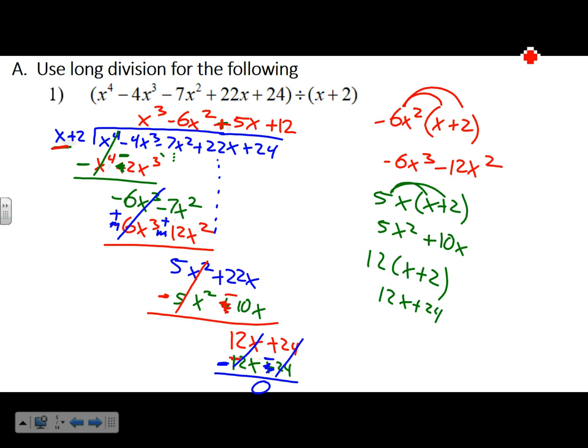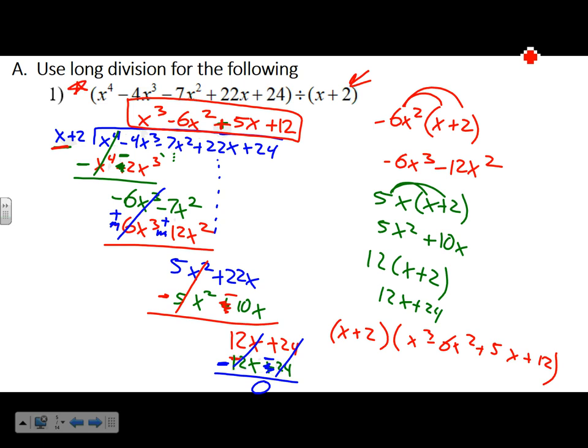So that's your answer. If you take this and divide it out, you end up with this part as your answer: x to the third minus 6x squared plus 5x plus 12. If you were curious enough, you could multiply that out and work backwards. You could take x plus 2 and multiply that by x to the third minus 6x squared plus 5x plus 12. Distribute that out. It would take a while, but you should end up getting what we started with over here.